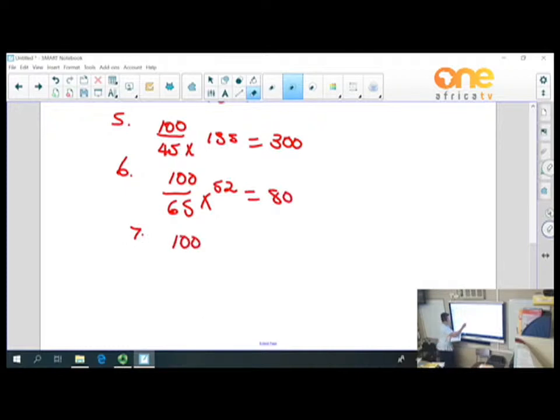So this time it will get less. Can you see? Of 49. So now your original quantity will be less. 28. Can you see? There's a decrease there.